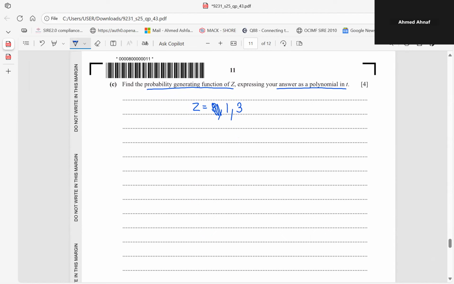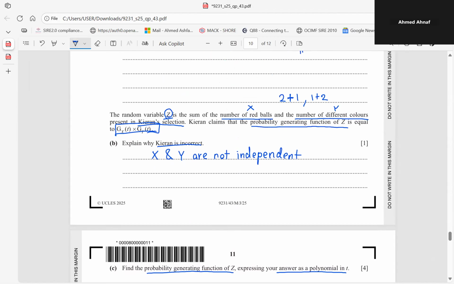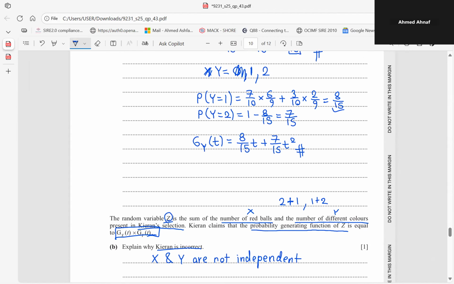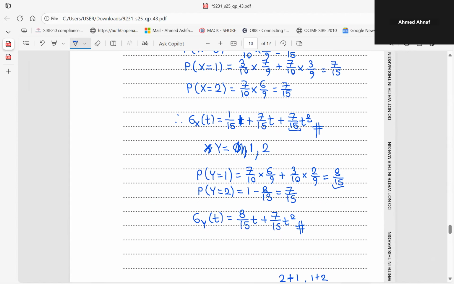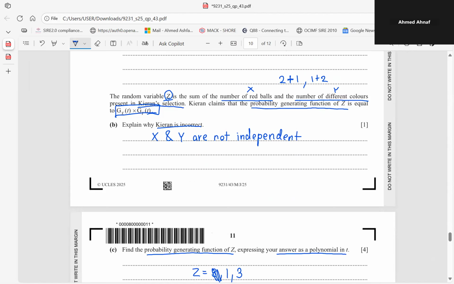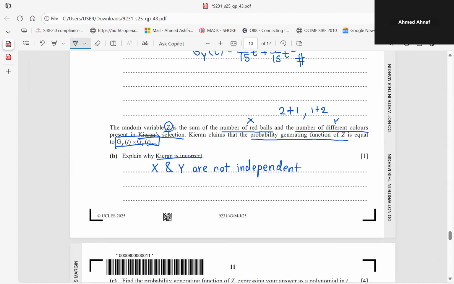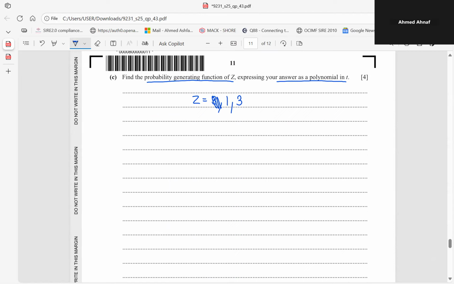So I don't think Z equals 4 exists. Z equals 2 also doesn't exist. You cannot have one red ball and one different color. Yeah, that's also not possible. So these are our possible values of Z. Let's find the probability of each one of them.